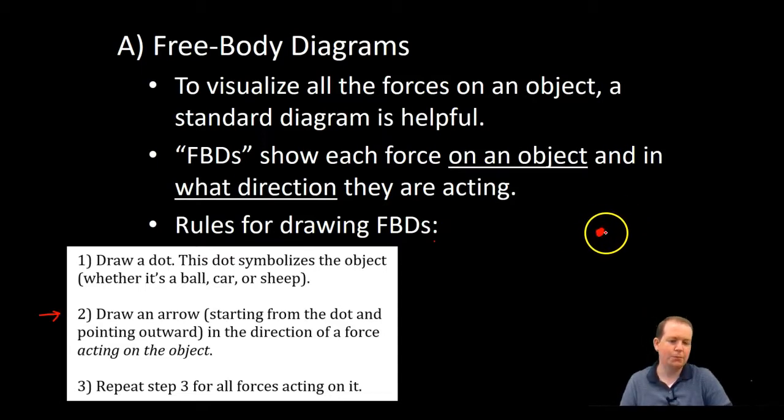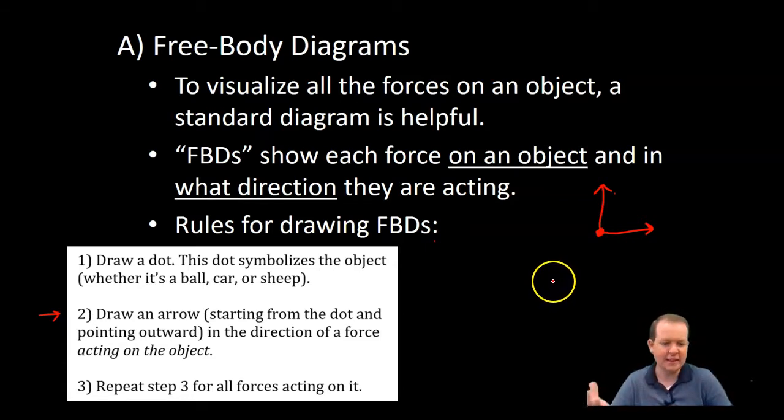So let's say somebody was pushing this object to the right. I would start on the dot, and I would draw an arrow pointing to the right. Please excuse my poor drawing abilities with my tablet. If there is a force acting upwards on the object, I would start on the dot and draw a force upwards, just like that. All right? So that's the second rule. And then we just repeat that for all the different forces. If there are 6 forces on the object, I would draw 6 arrows. If there were only a single force on an object, I would just draw 1 force. Okay? So that's it. That's a free body diagram.